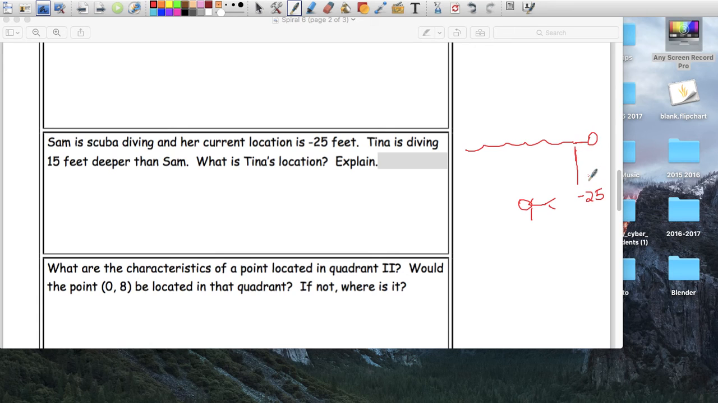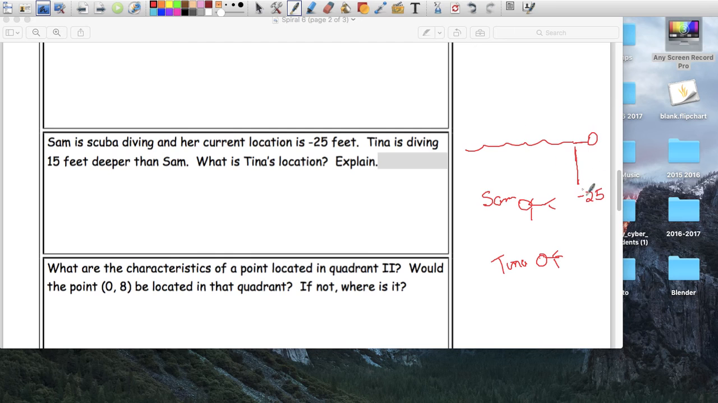So it's negative 25. And Tina is diving 15 feet deeper than Sam. So this is Sam. And Tina, deeper means she's probably lower somewhere here. This is Tina, much deeper. And what is Tina's location?